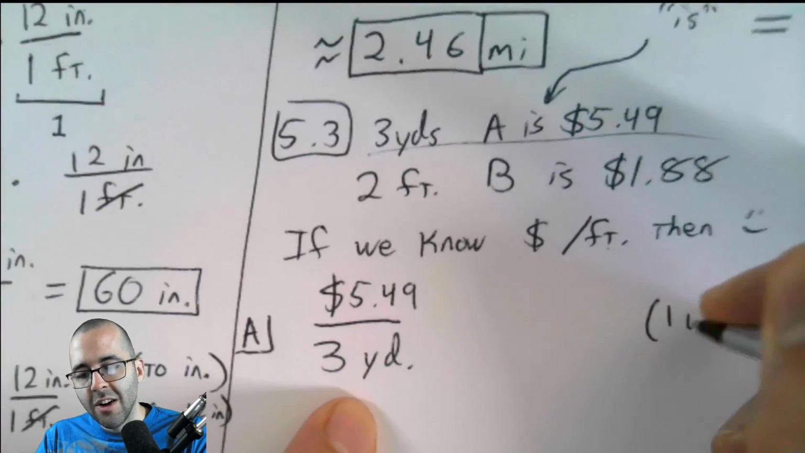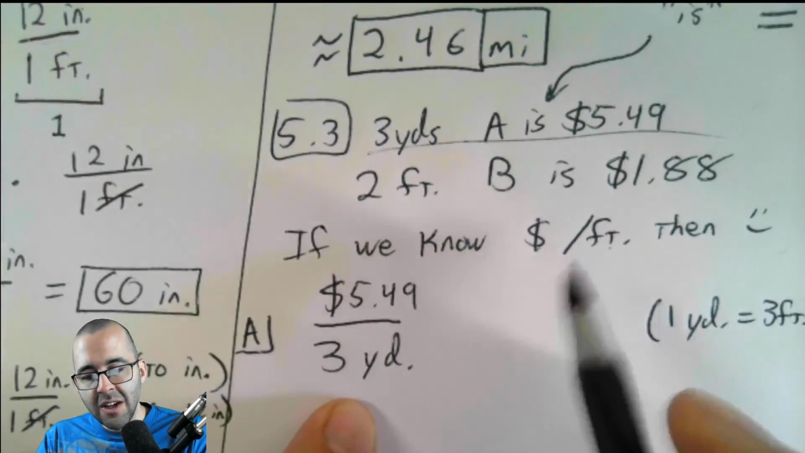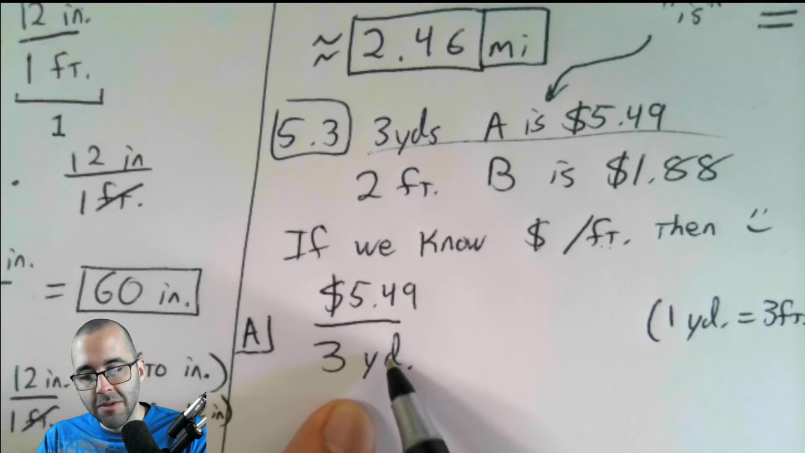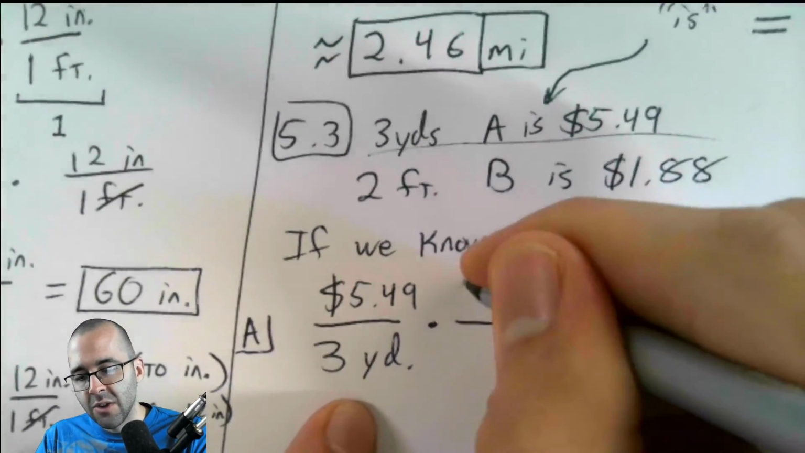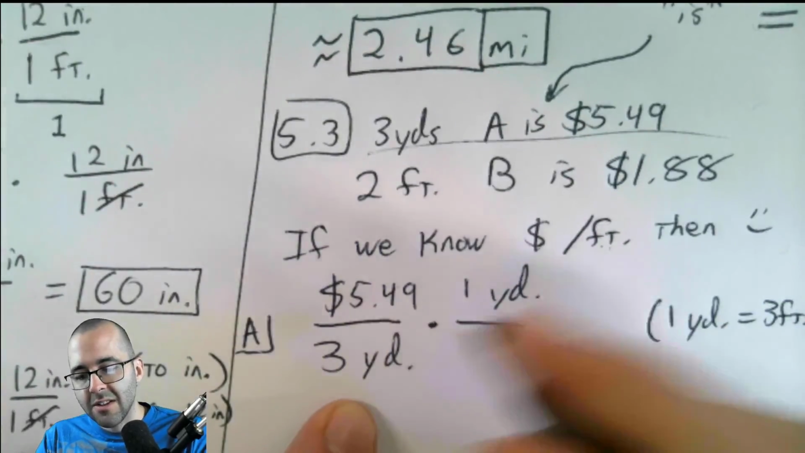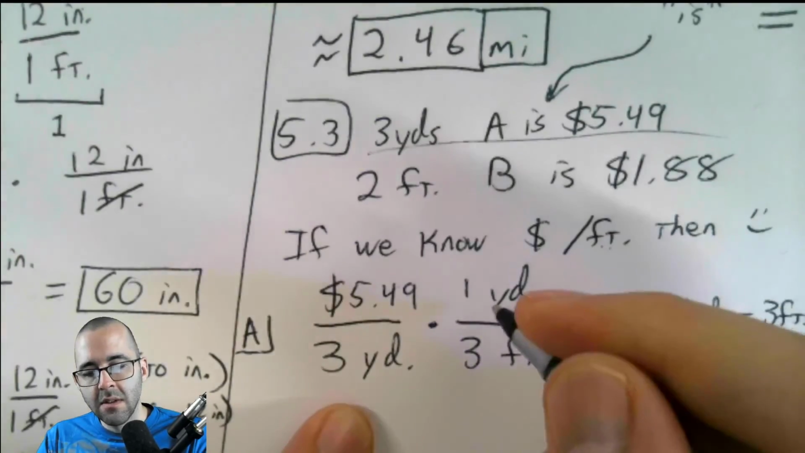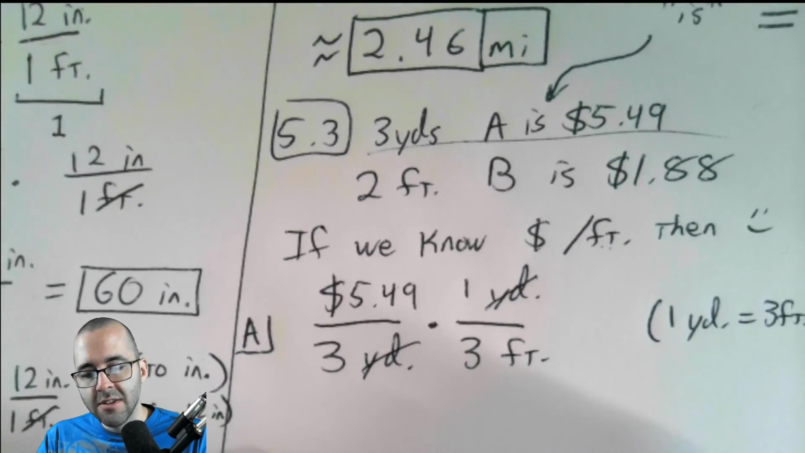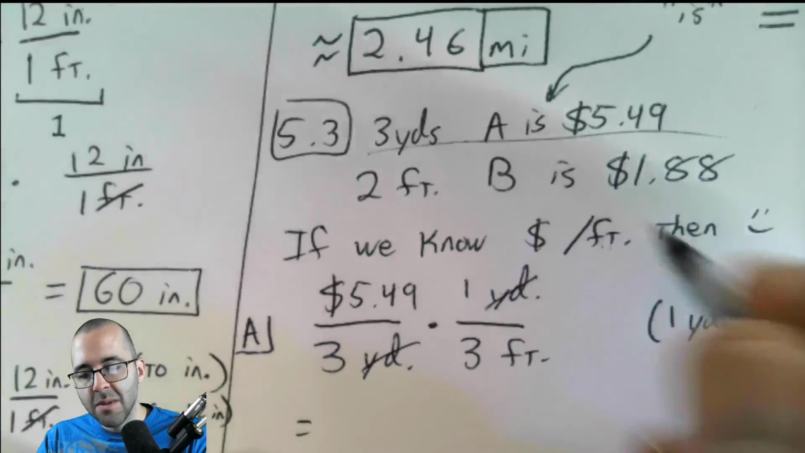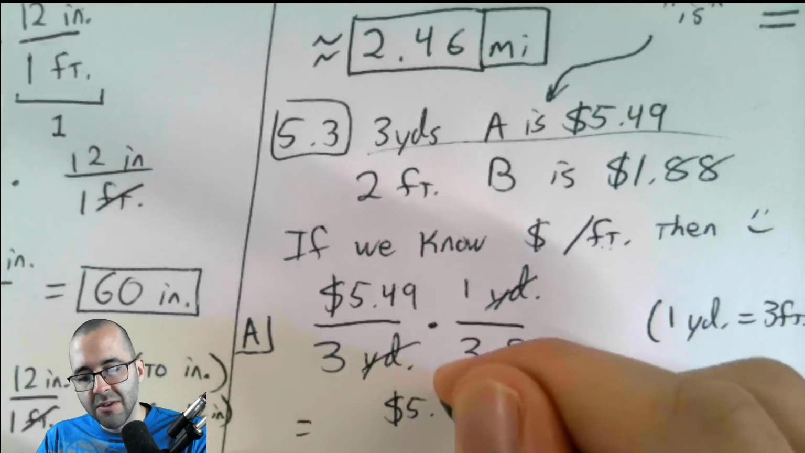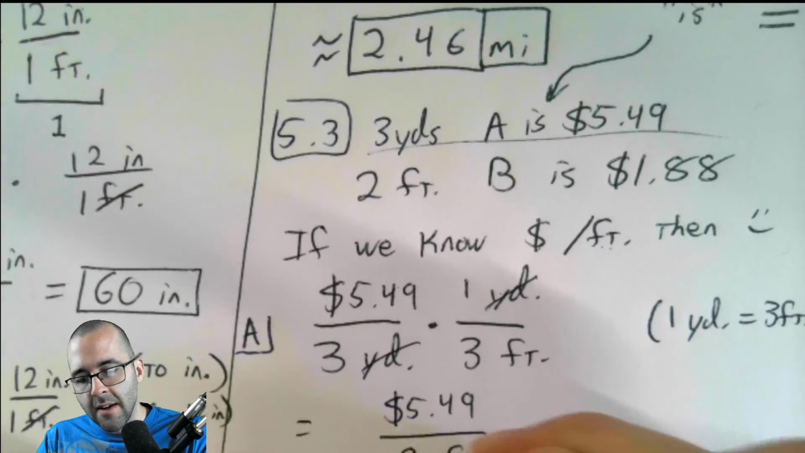Well, 1 yard is equal to 3 feet. So if we want this to be feet, dollars per foot, we need to get rid of the yards. So yards are going to go on the top so that the yards cancel, and it's equal to 3 feet. Yards cancel. Let's multiply across. Multiply the tops by the tops, the bottoms by the bottoms. And we're left with $5.49 on the top. And the bottom is 9 feet.